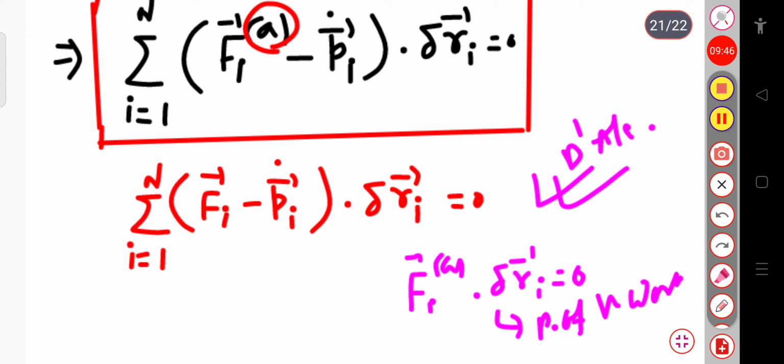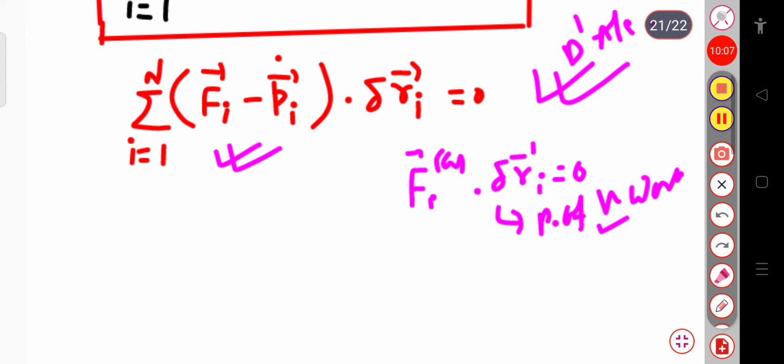The principle of virtual work deals with a system of particles which are static, but when the particles are in motion, then here will come the Pi dot, that is again a force. Pi dot is the force. Pi dot means dpi by dt. That is the representation of the force. That is the D'Alembert's principle.